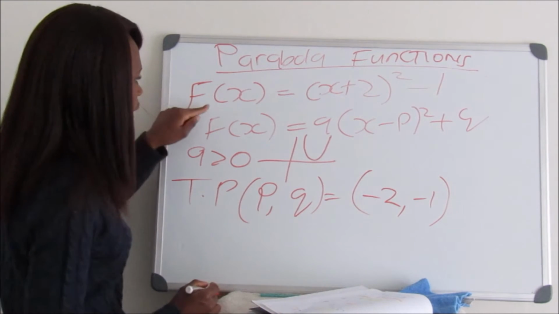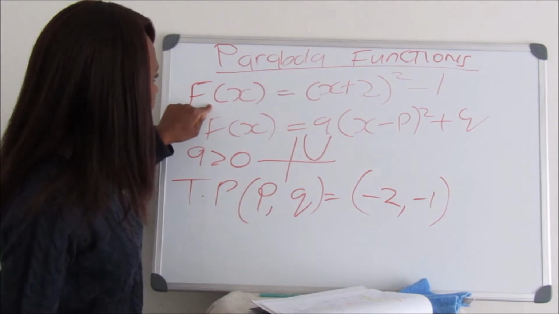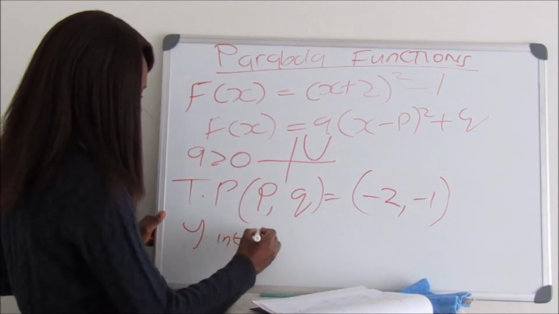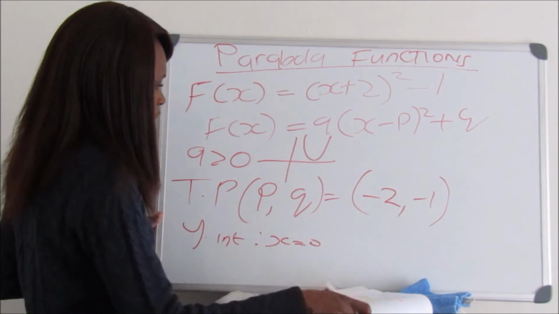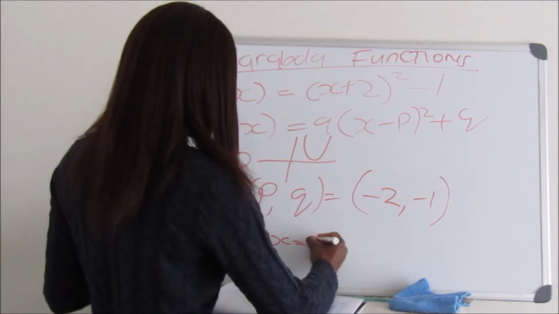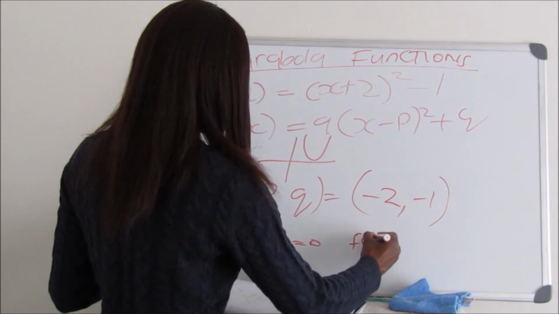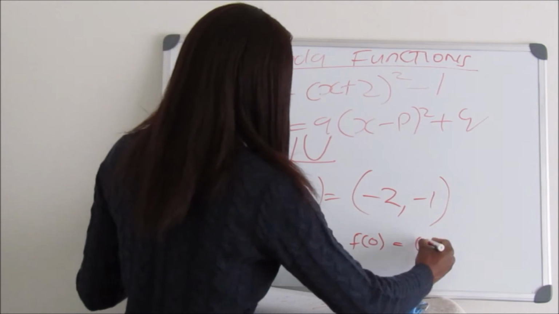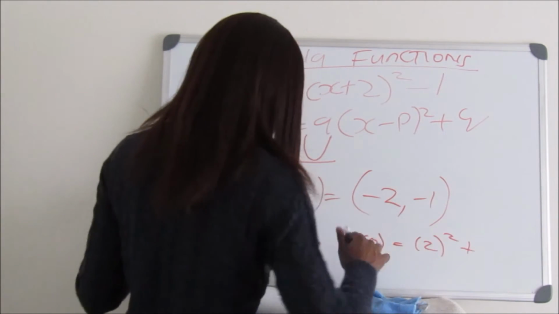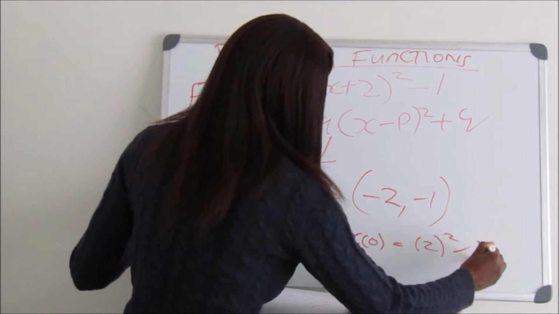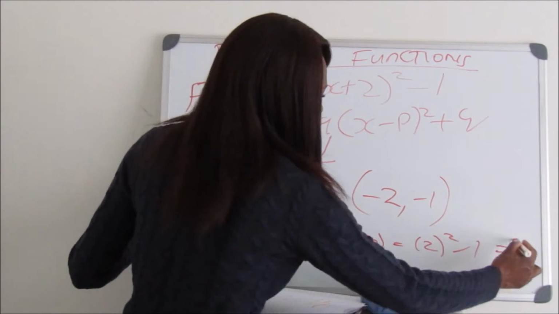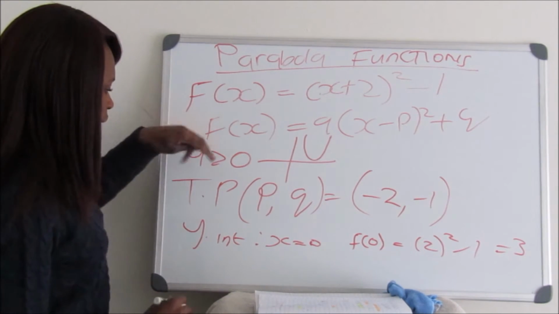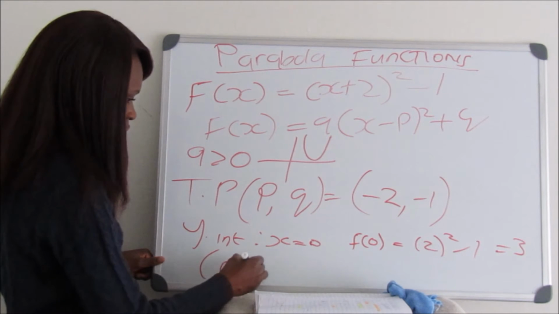Okay, let's start with the y-intercept by making x equal to 0. From that equation we will be left with f(0) = (0 + 2)^2 - 1, which is 2 squared minus 1, which is 4 minus 1, which gives us 3. So the coordinates of the y-intercept, by making x equal to 0, are (0, 3).